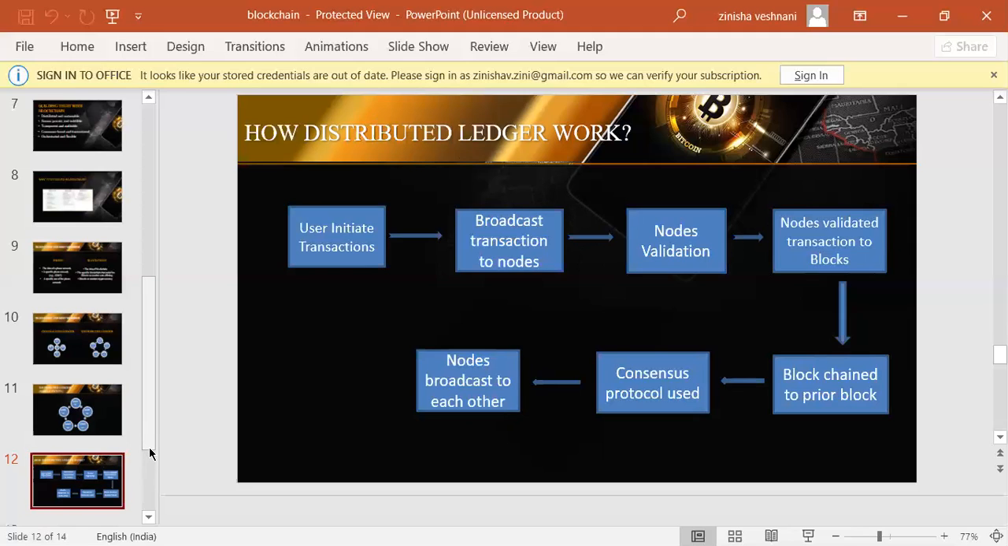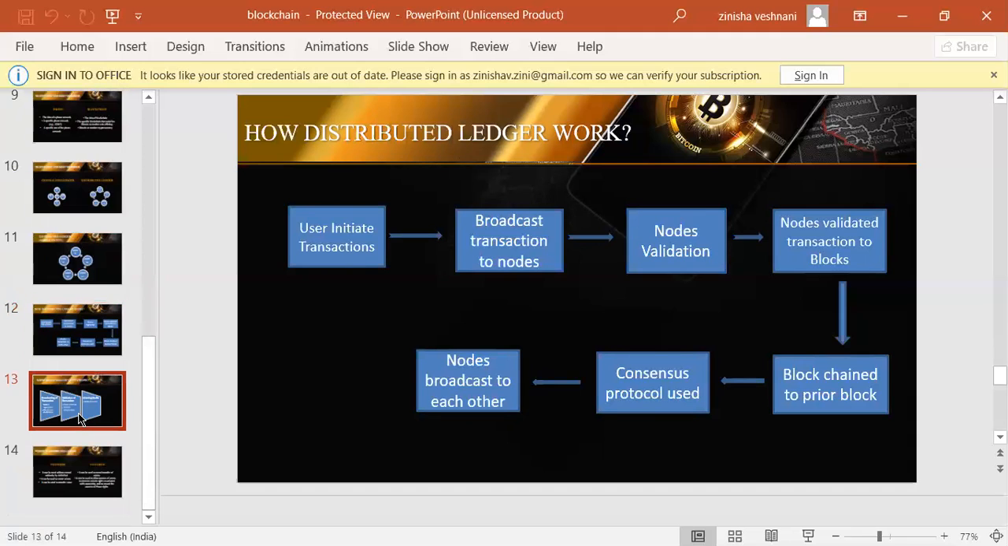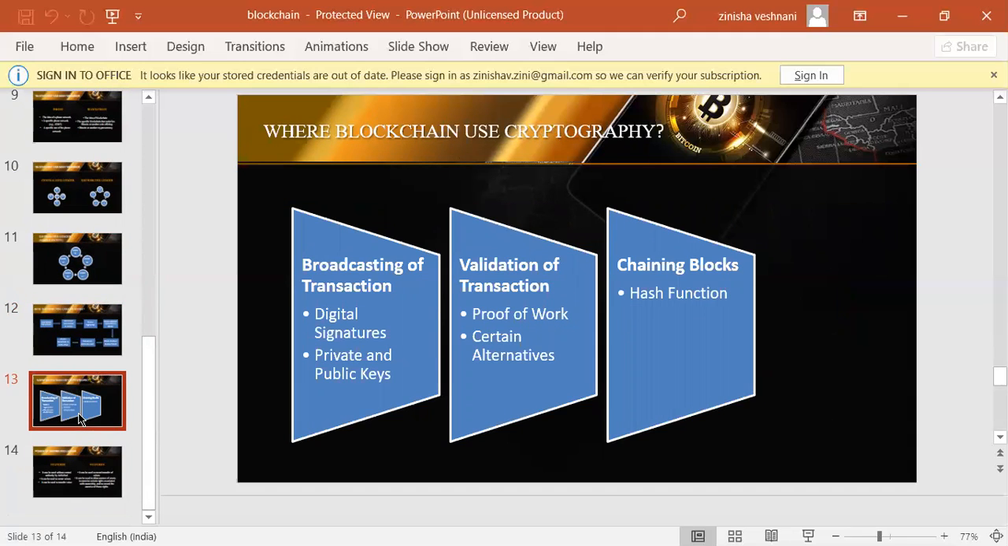Moving further, many of you may have questions like why blockchain uses cryptography. There are many reasons, but three are listed here: broadcasting of transactions, validation of transactions, and chaining blocks. So there are three reasons that we are using cryptography in blockchain.